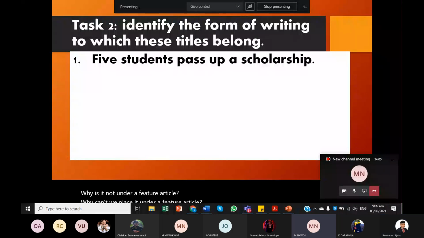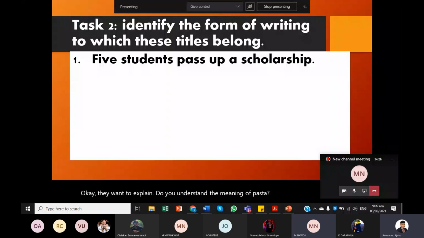Because I think they have already gone through the scholarship and they want to explain what they have done, like taking the scholarship for the exam for the school. Okay, they want to actually explain. Do you understand the meaning of pass up? No. Okay, it's like losing an opportunity. Failing to seize an opportunity to get something or to do something.